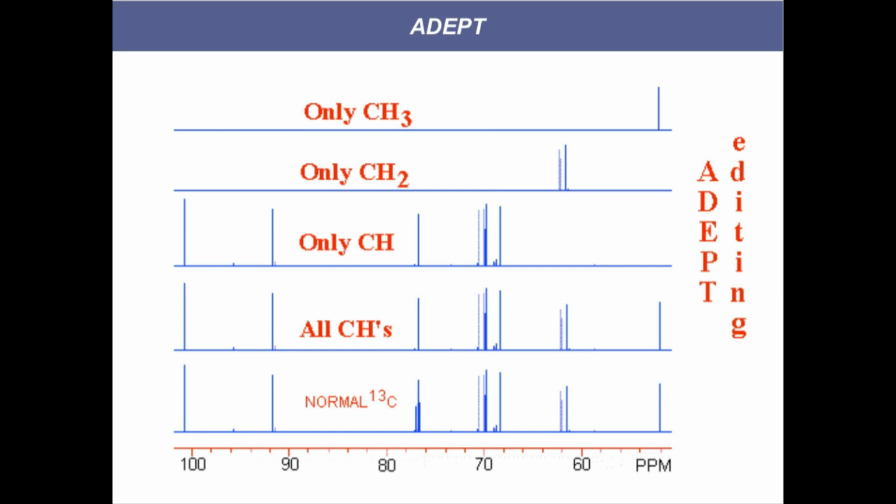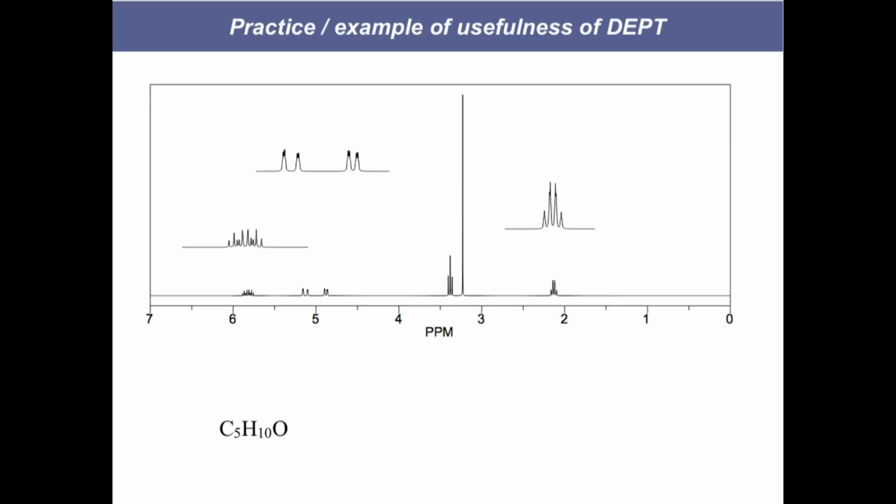Okay, let's practice. Let's try one. Let me show you how this works. Here's a difficult proton spectrum of a relatively simple molecule, C5H10O. We've only got 5 carbons, 10 hydrogens, which means we've got 1 degree of unsaturation, and 1 oxygen. But holy moly, this is a difficult spectrum.